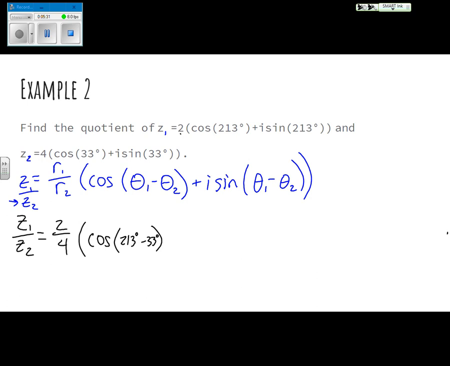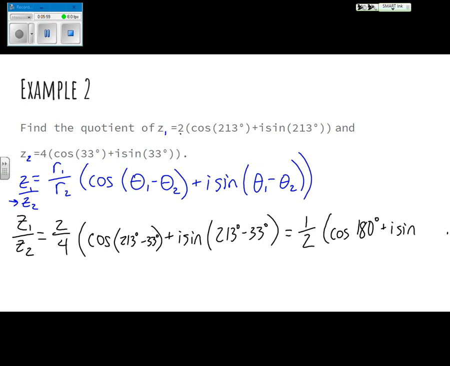And so that's going to be plus i sine 213 degrees minus 33. And then we simplify that. So 2 divided by 4, we're going to call that 1/2. And then 213 minus 33, call that 180. Put pi if you want to. And this will be my answer.